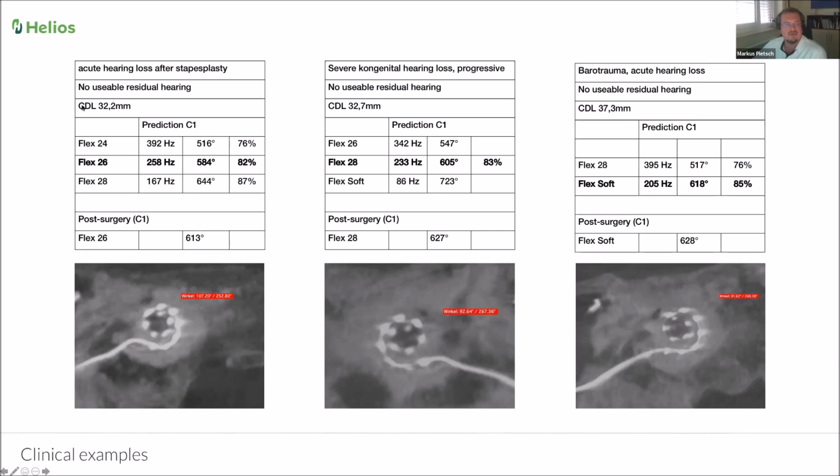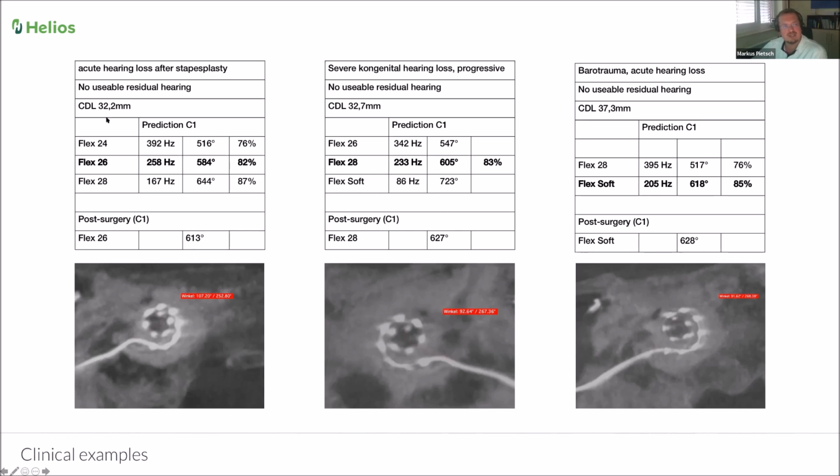And that's very interesting. You have, for example, here 2 patients with very, very similar cochlear duct length. But you see that predictions of the models can be quite different. So if you look here, the patient with a 32.2 millimeter cochlear duct length, we chose the Flex 26 electrode. This is the prediction for the most apical electrode contact, for the frequency, for the insertion angle, and for the cochlear coverage. And you see that the post-surgery measures met the predictions quite well.